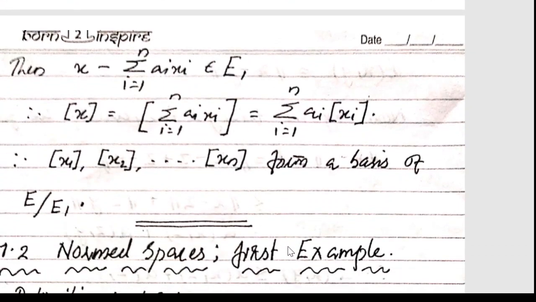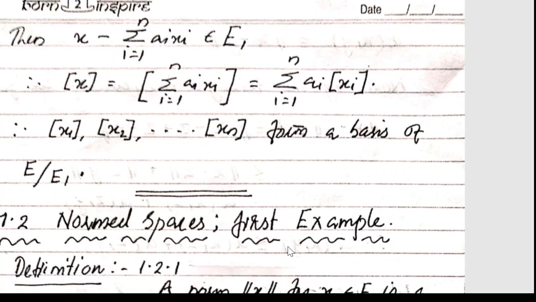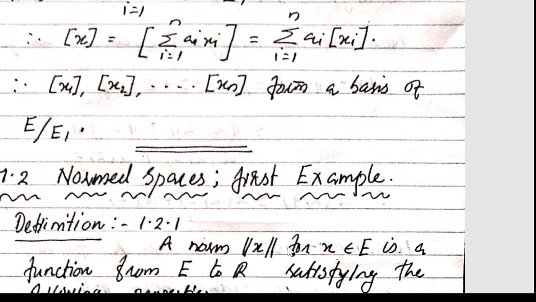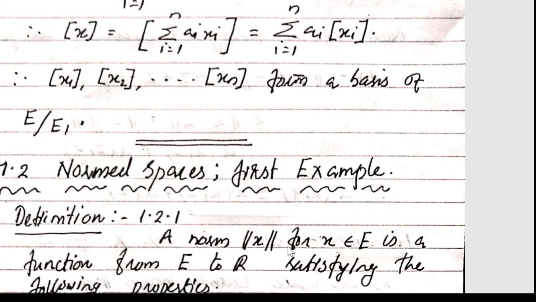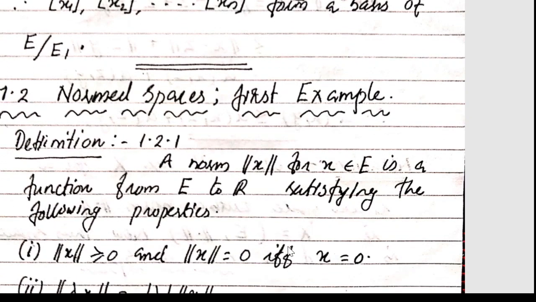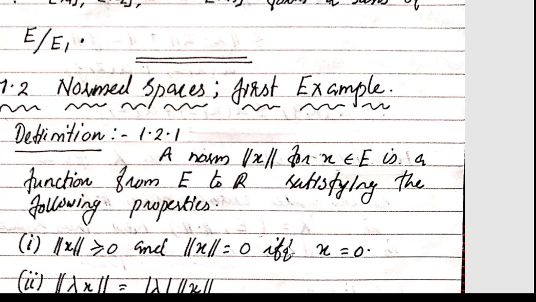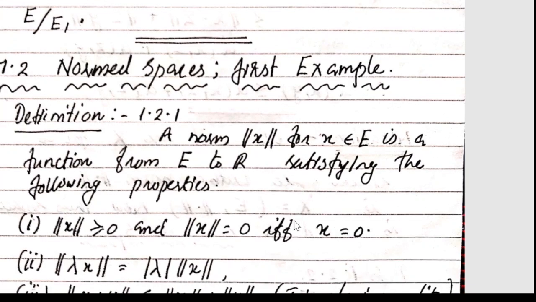Okay, now we will move to normed spaces. We have studied in linear algebra what's the norm. I'm sorry, not in inner products. We have studied normed spaces. So a norm of x, for x belongs to E, is a function from E to R satisfying the following properties. This property we have already studied.